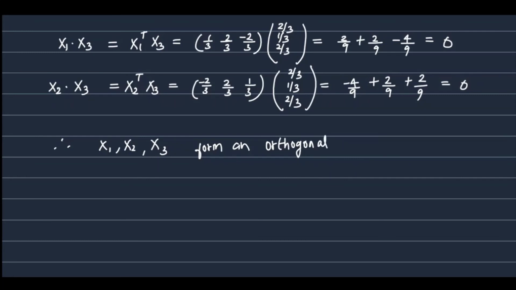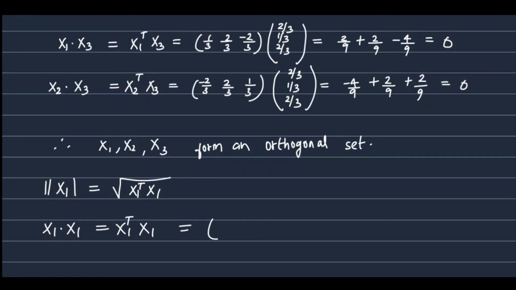Orthogonal set. Now we have to check their norm. We know that the norm of x1 is defined to be the square root of x1 transpose x1. So in this way it is defined. We will check what is x1 dot x1, which is nothing but x1 transpose x1.